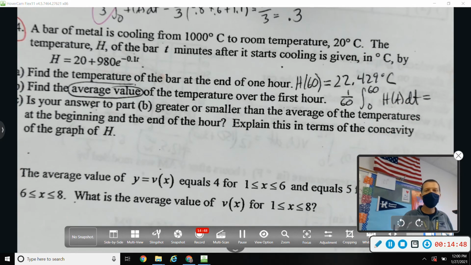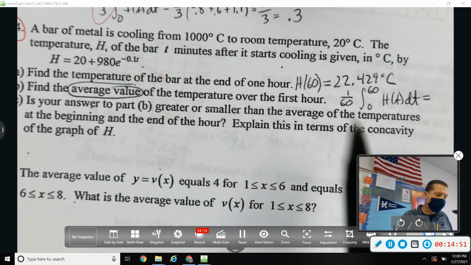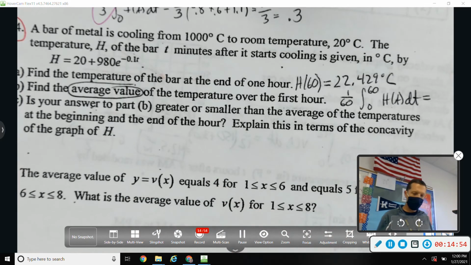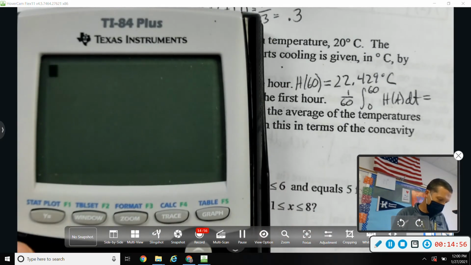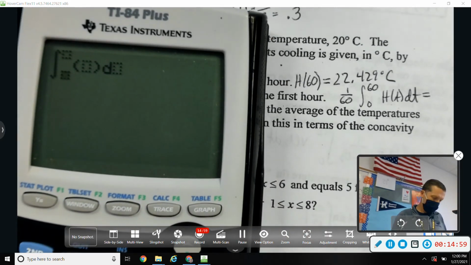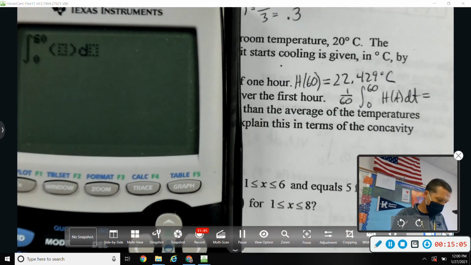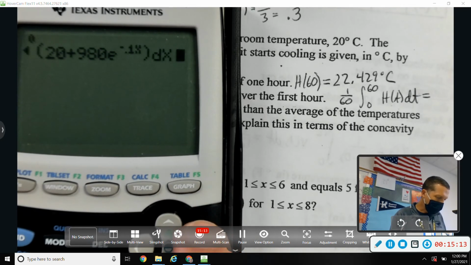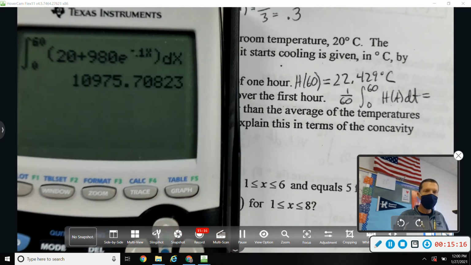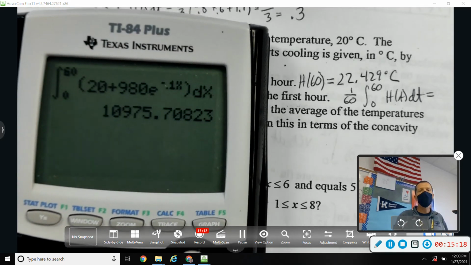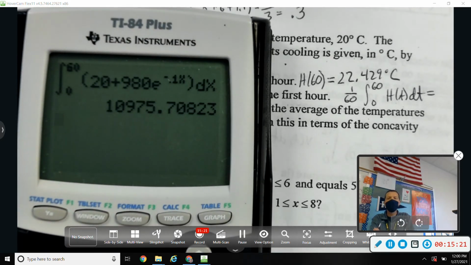Since you're going to the calculator and h of t is defined, then you could just write that and then write the answer. Math 9. 0 to 60, 20 plus 980 e to the negative 0.1 x dx. Why am I getting 11,000? That doesn't seem right for an average temperature. Multiply by 60. Yeah, I forgot to divide by 60.